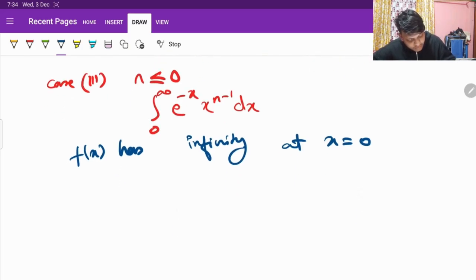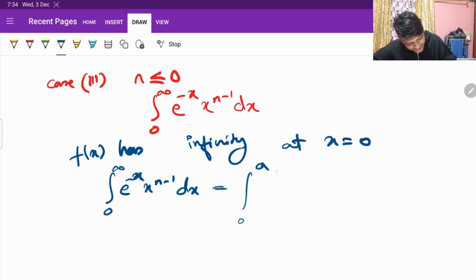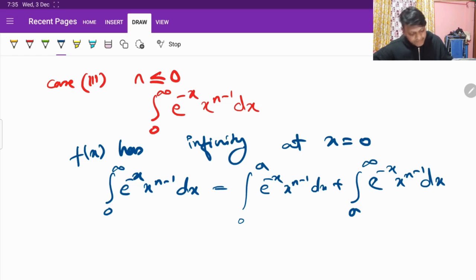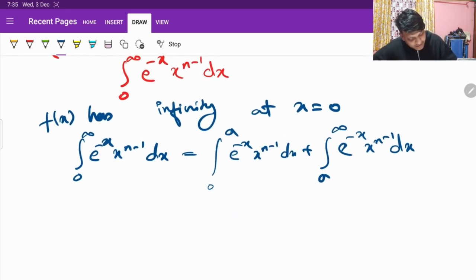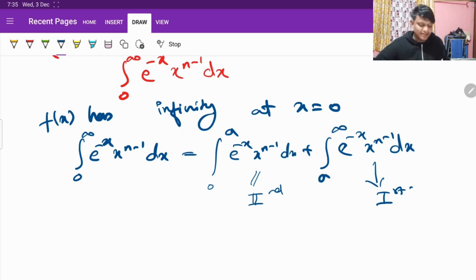So now obviously again we will split the integral into two parts. Suppose, let me write this, the integral of e to the power minus x, x to the power n minus 1 dx equals the integral from 0 to a of e to the power minus x, x to the power n minus 1 dx plus the integral from a to infinity of e to the power minus x, x to the power n minus 1 dx. Okay, so now obviously in this case also the first part is of the second kind and this part is of the first kind.